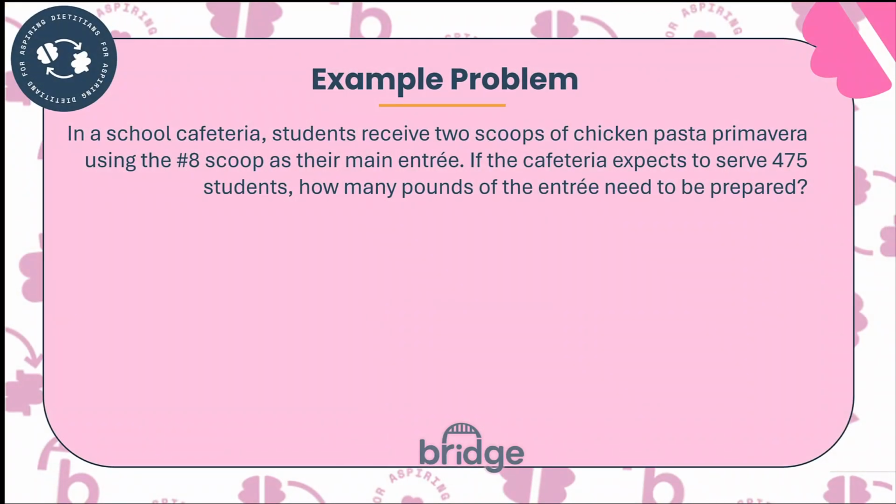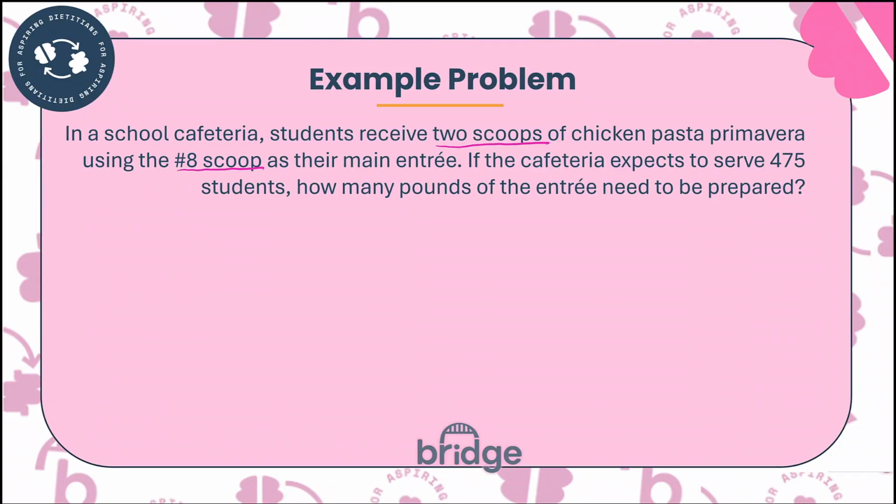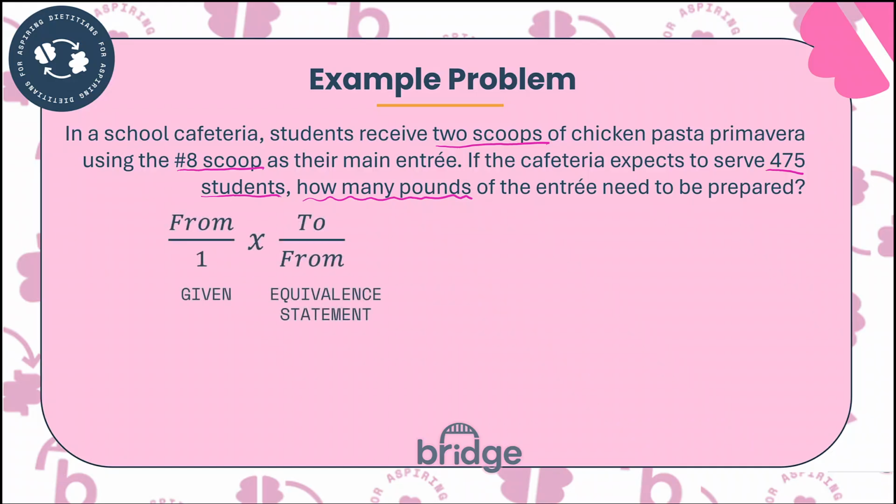Let's say we have a school cafeteria that's serving chicken pasta primavera, and they use the number 8 scoop. Each student is getting 2 scoops of this entree using the number 8 scoop. The cafeteria is expecting 475 students, so the problem asks us to determine how much of the entree is needed to be prepared in pounds. Since we're converting units in this problem from scoops into pounds, we need dimensional analysis.